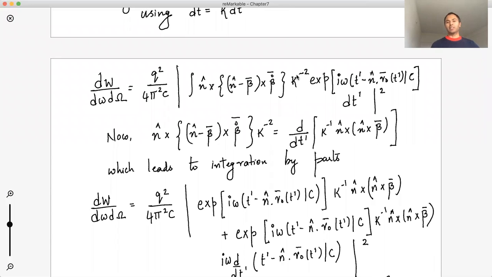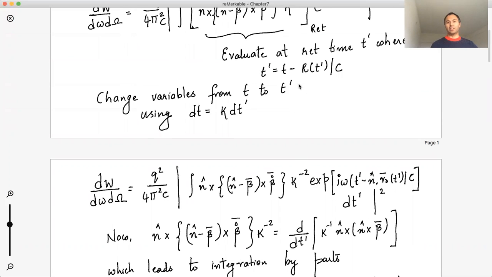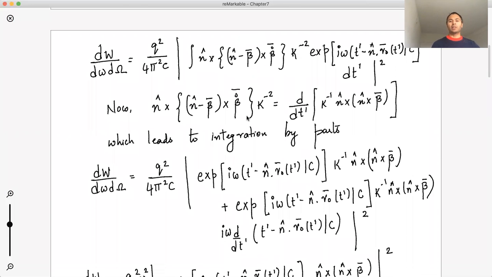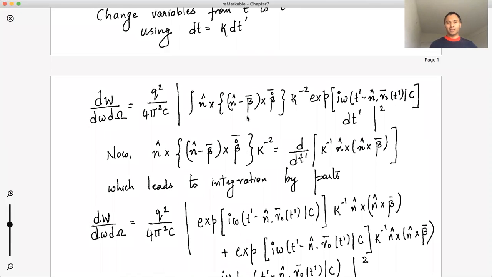And you get something like this. So I have kappa to the power minus 2 instead of minus 3 because the Jacobian took care of one of the kappas. Now there's a second trick here, a nice little trick to actually evaluate this integral. And it turns out that you can do this integration by parts.